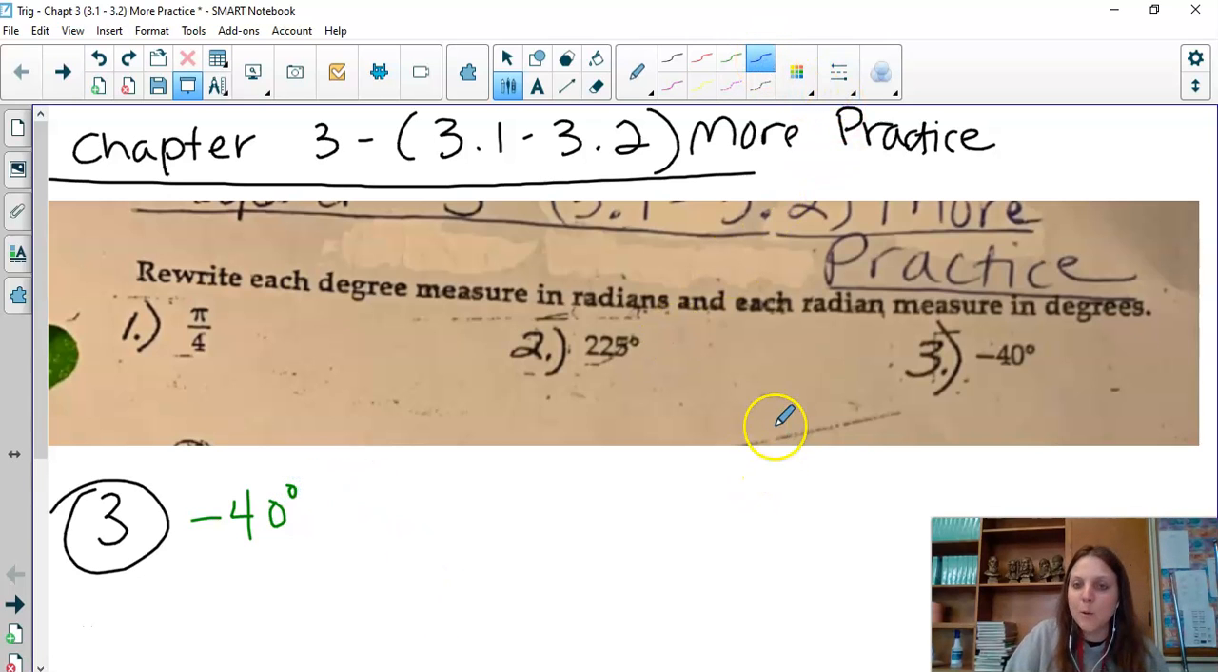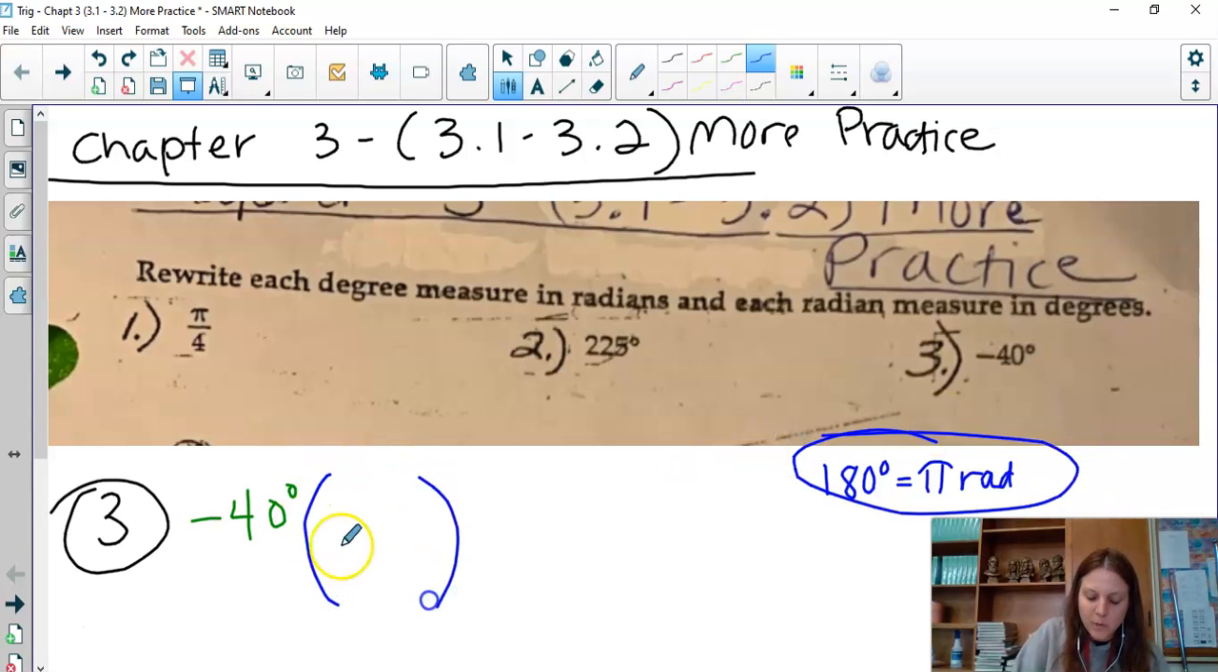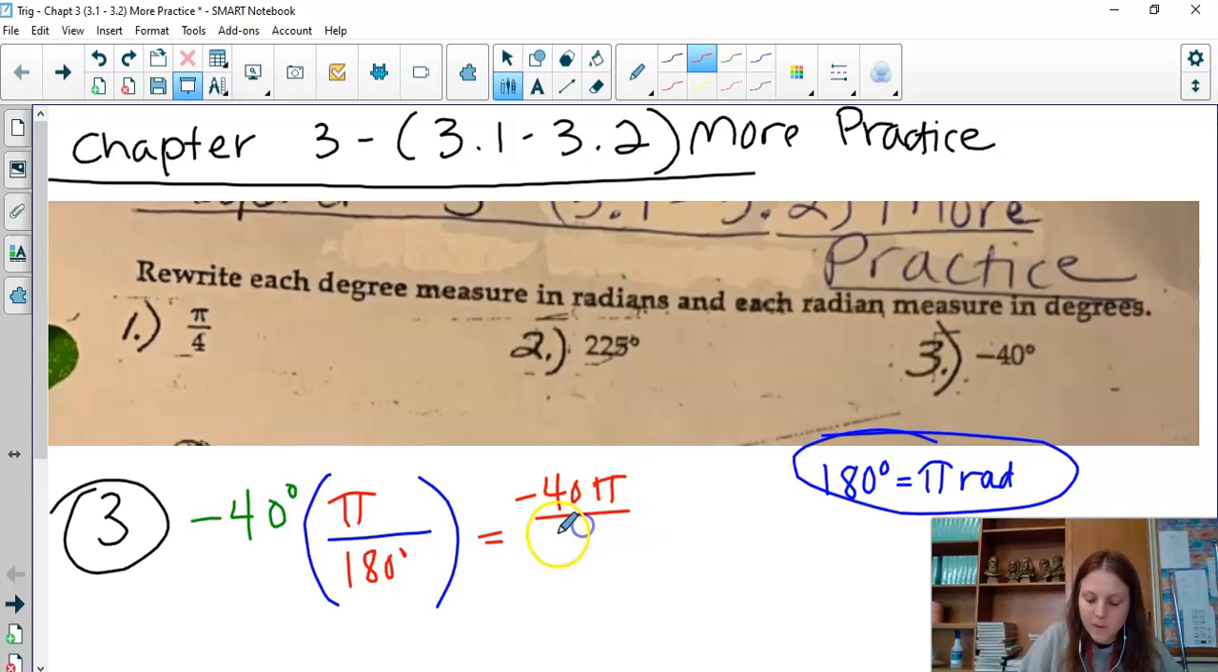We learned that when we were converting, 180 degrees equals pi in radians. So what I'm able to do is get rid of the degrees by dividing by 180, with pi at the top. Okay, so what I have is negative 40 pi over 180. Now we need to reduce this.